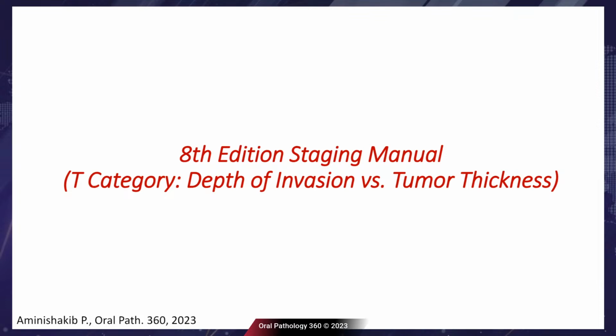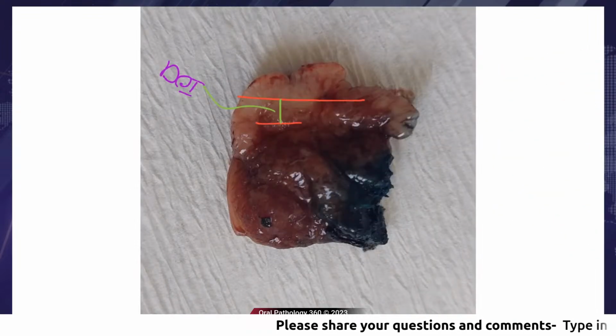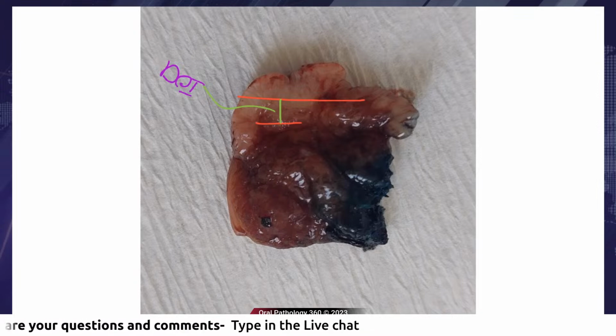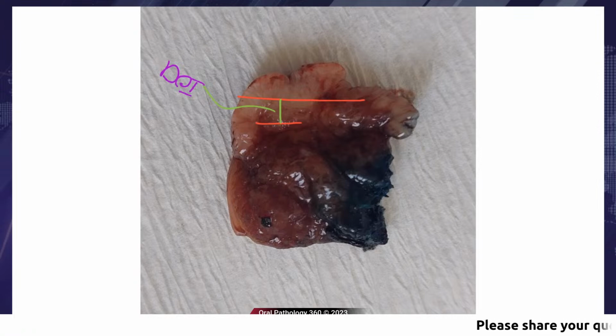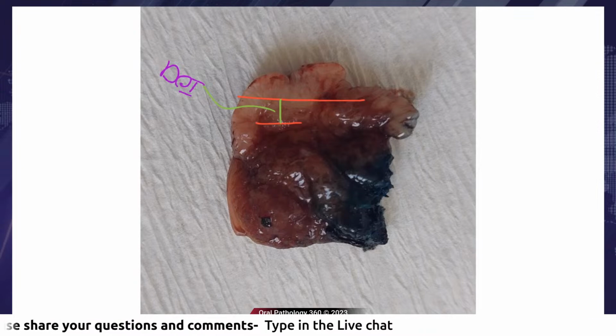Another important topic is depth of invasion versus tumor thickness, which is well described in the 8th edition of the staging manual. Depth of invasion is defined as the distance between the horizontal line drawn from the adjacent basement membrane of the normal tissue to the invasive front of the tumor. And as you can see, it is different from tumor thickness.